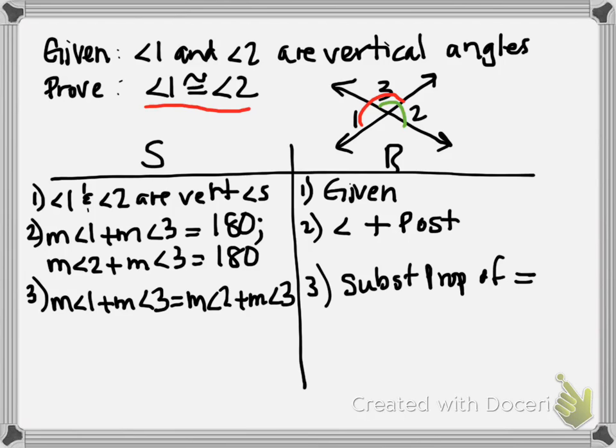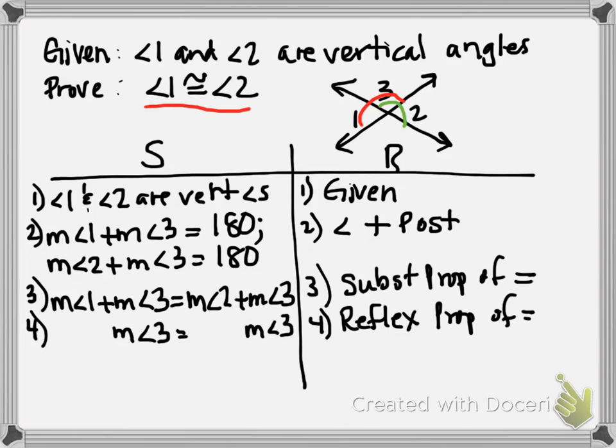Okay, now I'm going to show you a step that, as far as I'm concerned, is not necessary, but I'm going to show it to you anyway. Measure of angle 3 is equal to itself. That's that property I talked about before called the reflexive property of equality. Because I have the same thing on both sides, I can subtract the same thing from both sides. So if I subtract, then the measure of angle 1 equals the measure of angle 2 through subtraction.